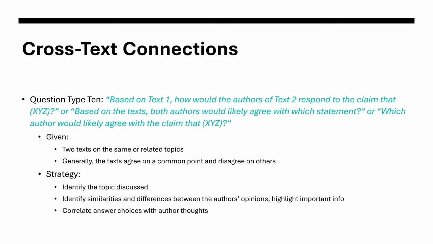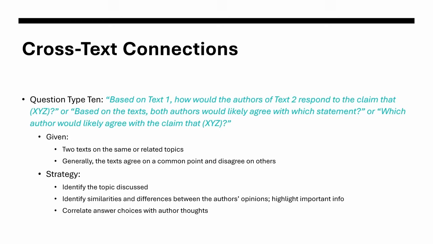Now you're going to correlate the answer choices. You're going to look at the question and correlate the answer choices with author thoughts. So let's say the authors agree on point A, but they disagree on point B. And the question is, based on the text, both authors would likely agree with which statement. And one of those answer choices is point A. So you're going to be like, okay, well, that makes it pretty easy. I'm just going to correlate my point A. I'm going to look at which answer choice is point A, and I'm going to put those two together.